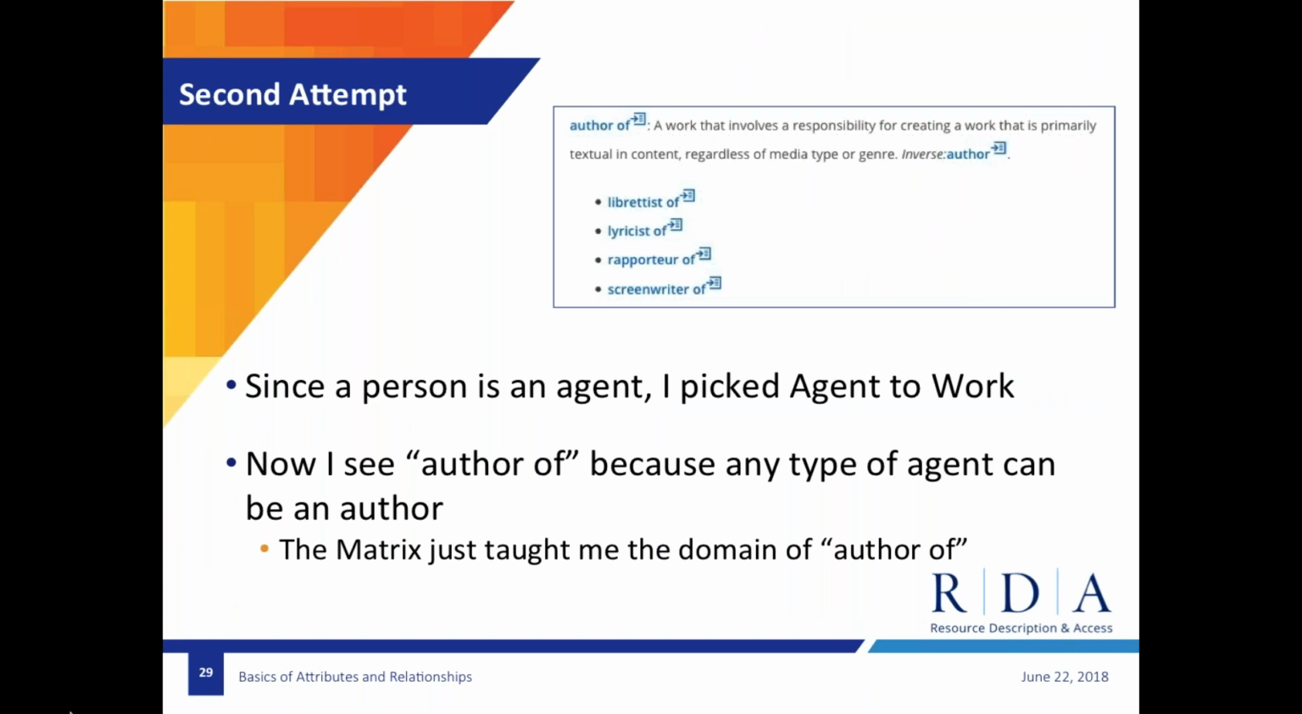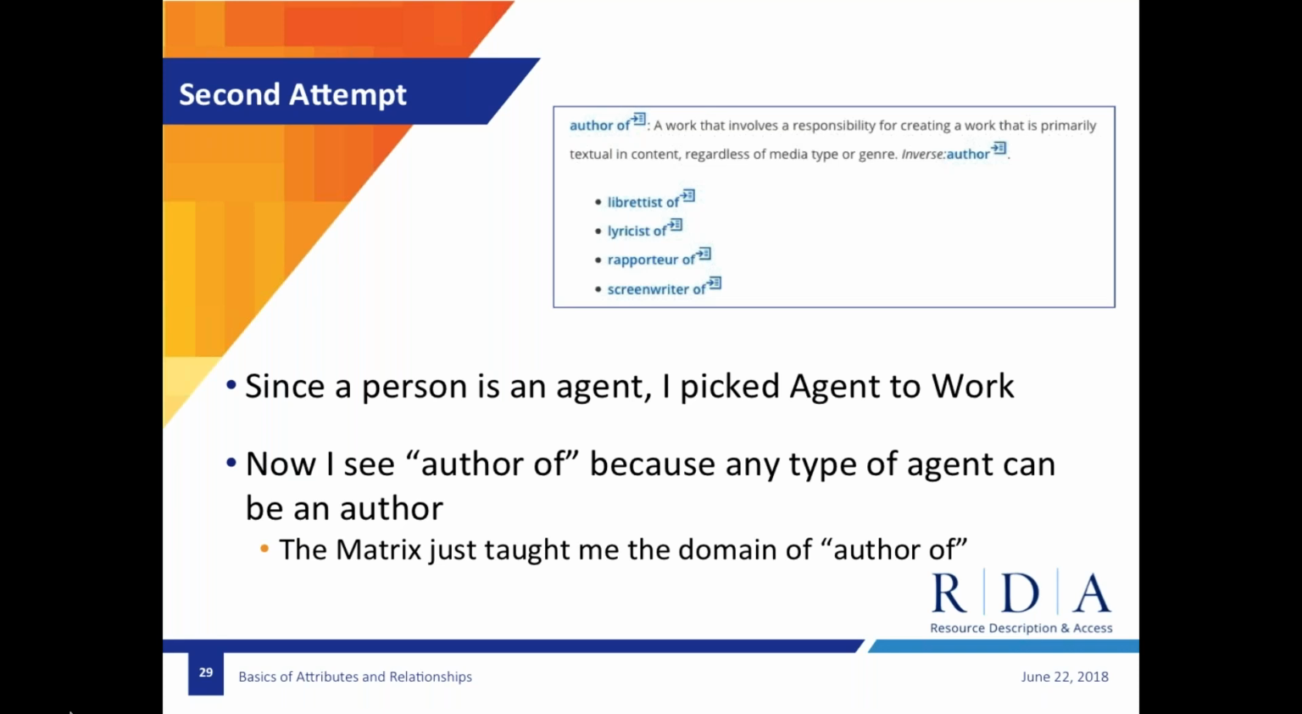So I know a person is a type of agent, right? We've got 3 types of agent: person, family, corporate body. So the next time I'm going to go back to the relationship matrix and pick agent to work, and I'll see the listing of elements, and I'm going to get to author of. And if I wanted to go even further, if it was appropriate, I could. But in this case, it's not. It's just regular author of.